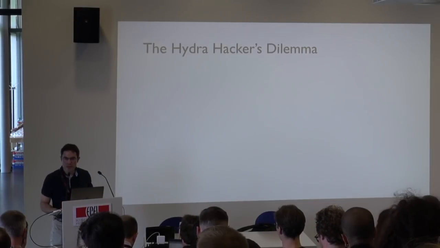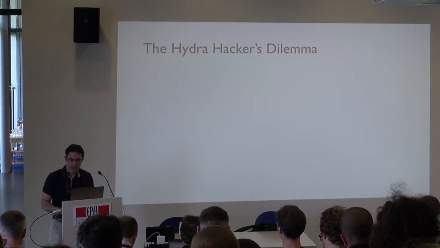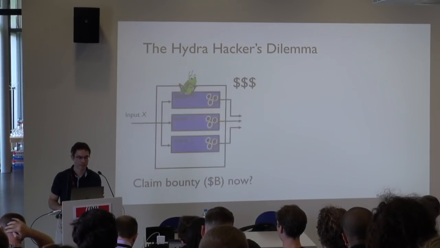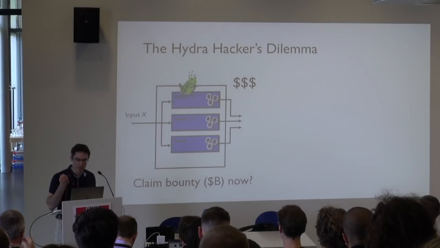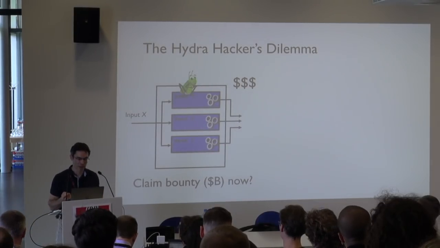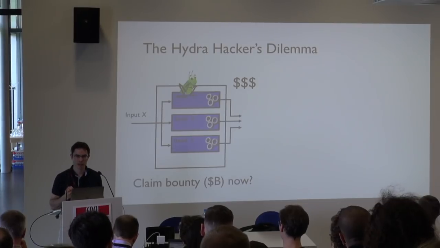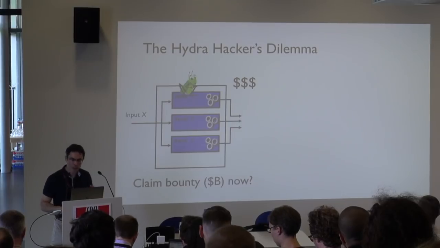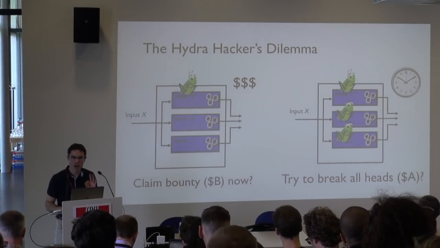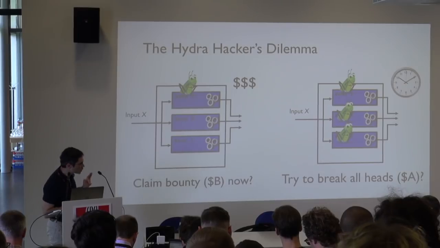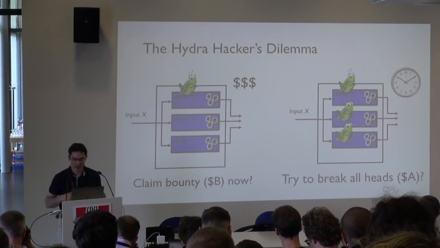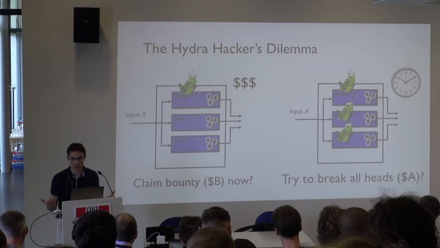So now, a hacker attacking a Hydra program faces a dilemma. If she's discovered a bug in one head of the program, she can monetize it immediately. She can shut down the program, claim the bounty for B dollars. But alternatively, she could wait and try to claim the larger prize. In other words, she could try to find an exploit that affects all 3 heads of the program, and then claim the full value, A dollars, the exploit value of the program.